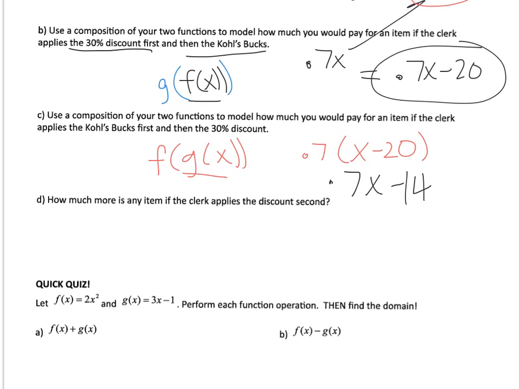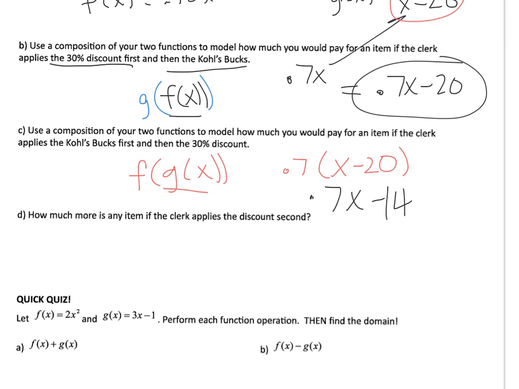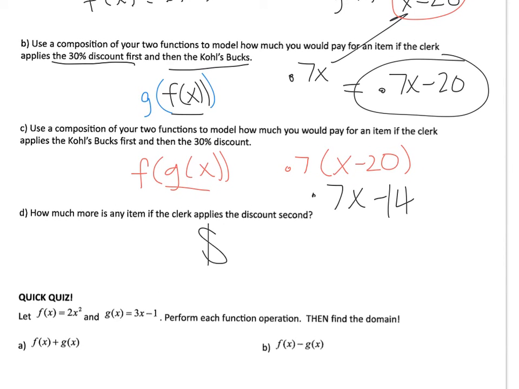So how much more money is any item if the clerk applies the discount second? So you're actually going to pay $6 more. So it makes a difference, and you can show it algebraically. See how it's $6 more because you have subtracting 20 and subtracting 14, and the difference between the two numbers is 6.